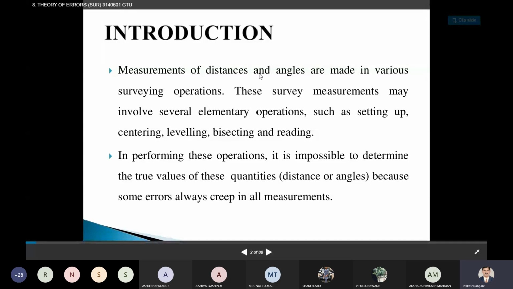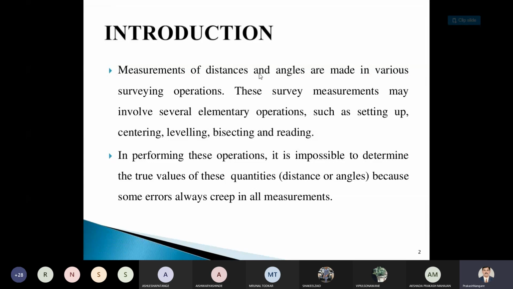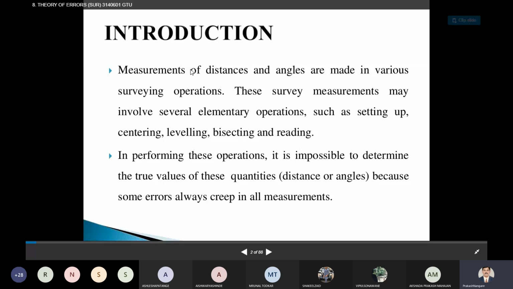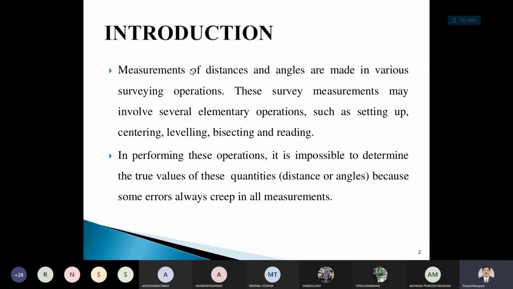The measurements of distances and angles are made. While going for linear measurements, this chapter belongs to geodetic surveying. Please remember, it is part of conventional surveying. While measuring distances between objects or stations, whatever errors are introduced, how to classify those errors and how to eliminate them is the important part to be discussed in this chapter.